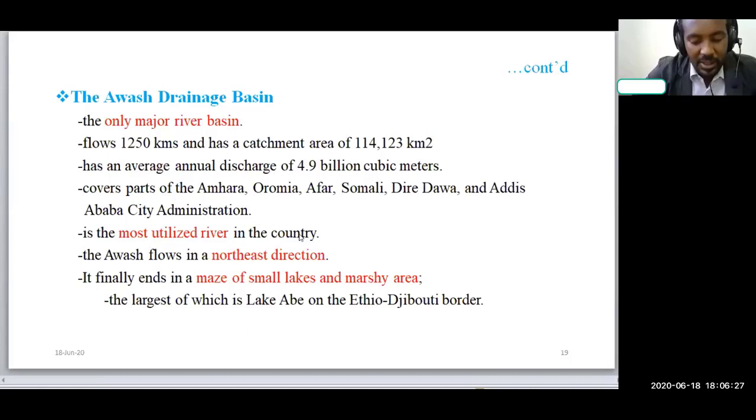It flows nearly more than 1,000 kilometers, covering nearly 114,000 square kilometers of total catchment area, and has an average annual discharge of nearly 5 billion cubic meters, crossing many parts of Oromia, many parts of Amhara, Afar, Somali, Dire Dawa, including our center, Addis Ababa.